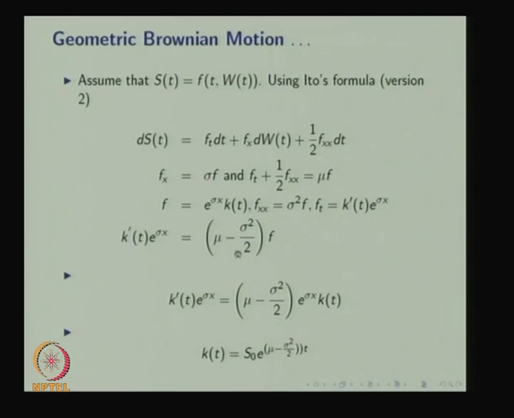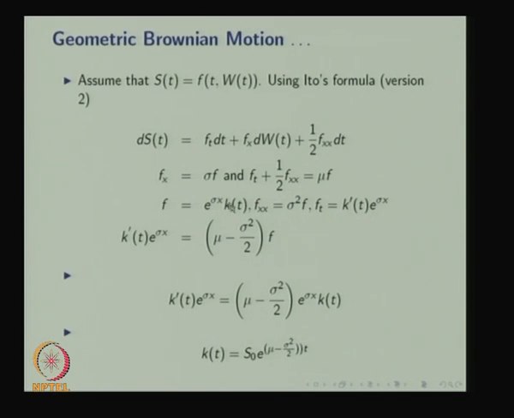Still k of t is unknown, so you have to find out k of t, then you can get the f. So substitute f is equal to e power sigma x k of t, therefore you will have the ODE for the equation with k of t. Therefore you can solve that equation and get k of t. So k of t is nothing but s naught, that is s at the point initially at 0, e power mu minus sigma square t.